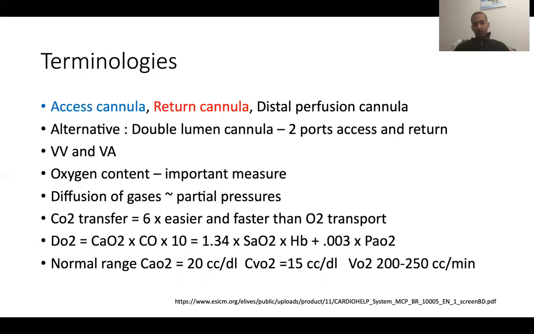An alternative to a two cannula system is a single dual lumen cannula with two ports, right? Access and return both in one. VV and VA ECMO are the two main terminologies. Oxygen content of the blood is an extremely important measurement. Diffusion of gases, carbon dioxide and oxygen, are measured in partial pressures with the help of ABG samples. Carbon dioxide transfer is 6 times easier and faster than transport of oxygen.